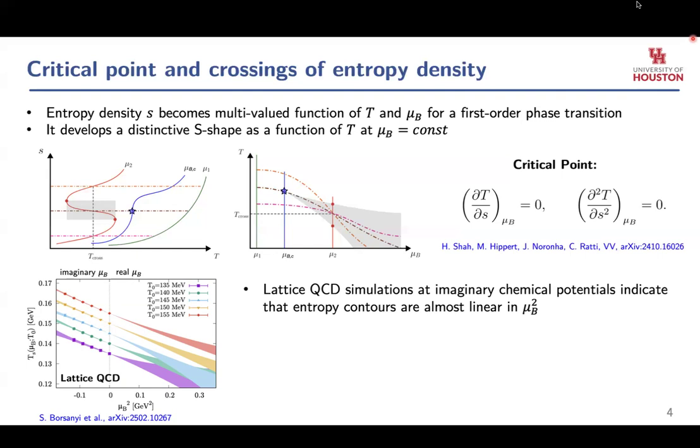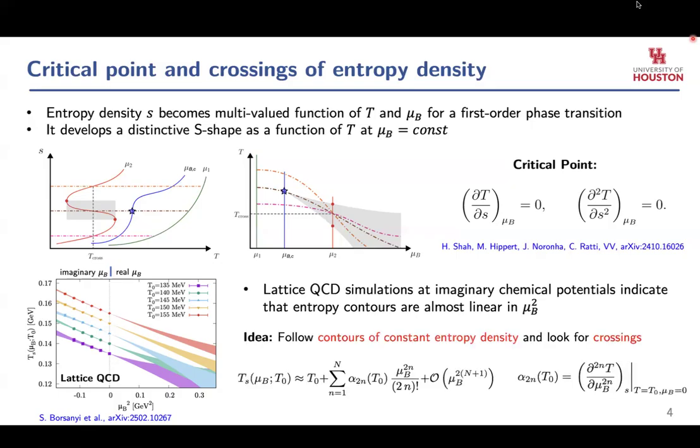Of course, we don't have lattice simulations directly at positive mu_B, so we have to extrapolate. And this plot shows lines of constant entropy density computed at imaginary values of chemical potential, because at imaginary values there is no sign problem. What's plotted here are lines of constant entropy density versus mu_B squared, and by eye it looks pretty linear to me, right? So this motivates us to consider the following extrapolation: expanding temperature as a function of chemical potential corresponding to a fixed value of entropy density. So you can define an expansion, and the coefficients are particular derivatives holding entropy constant.